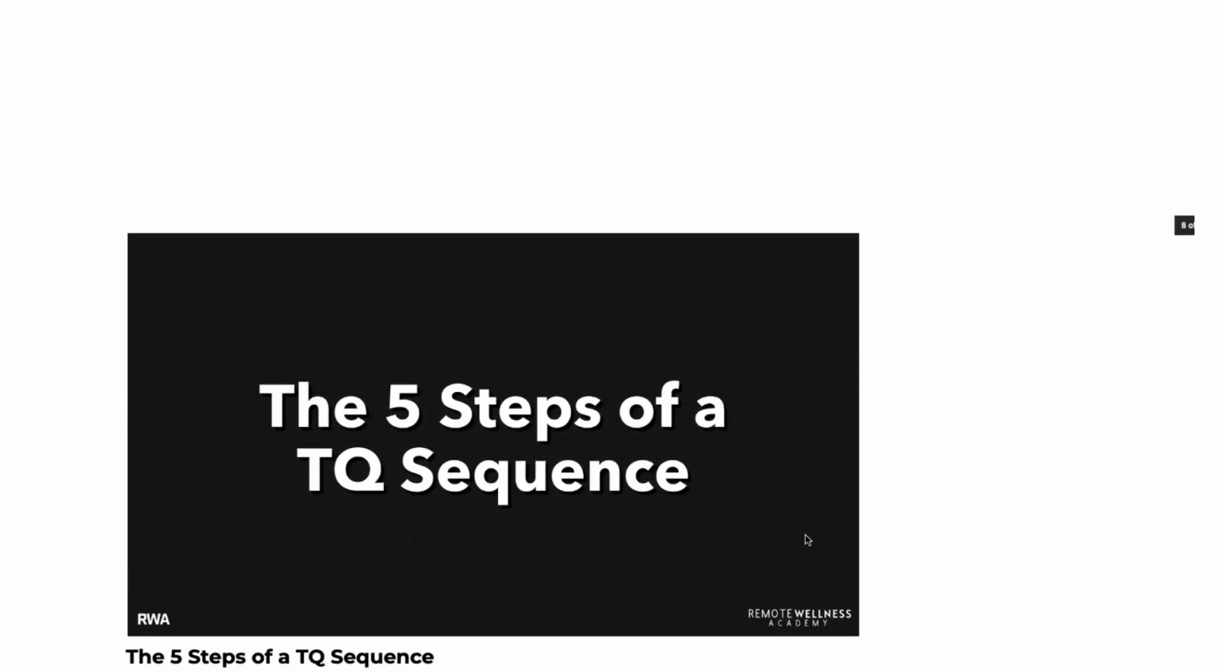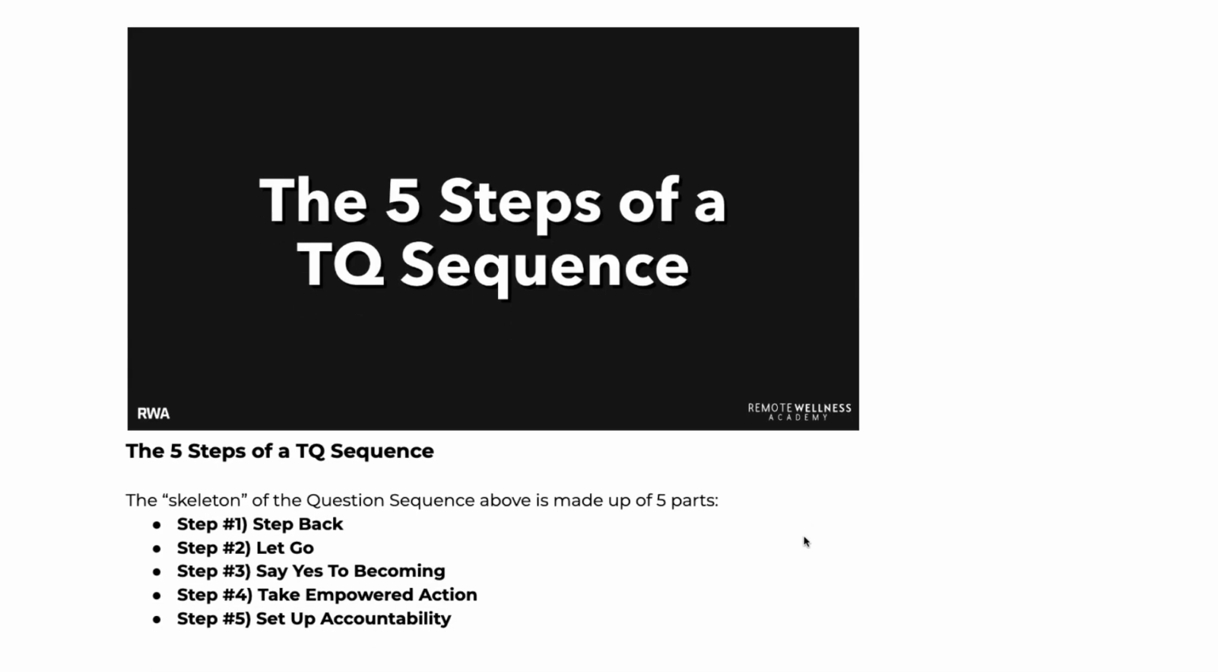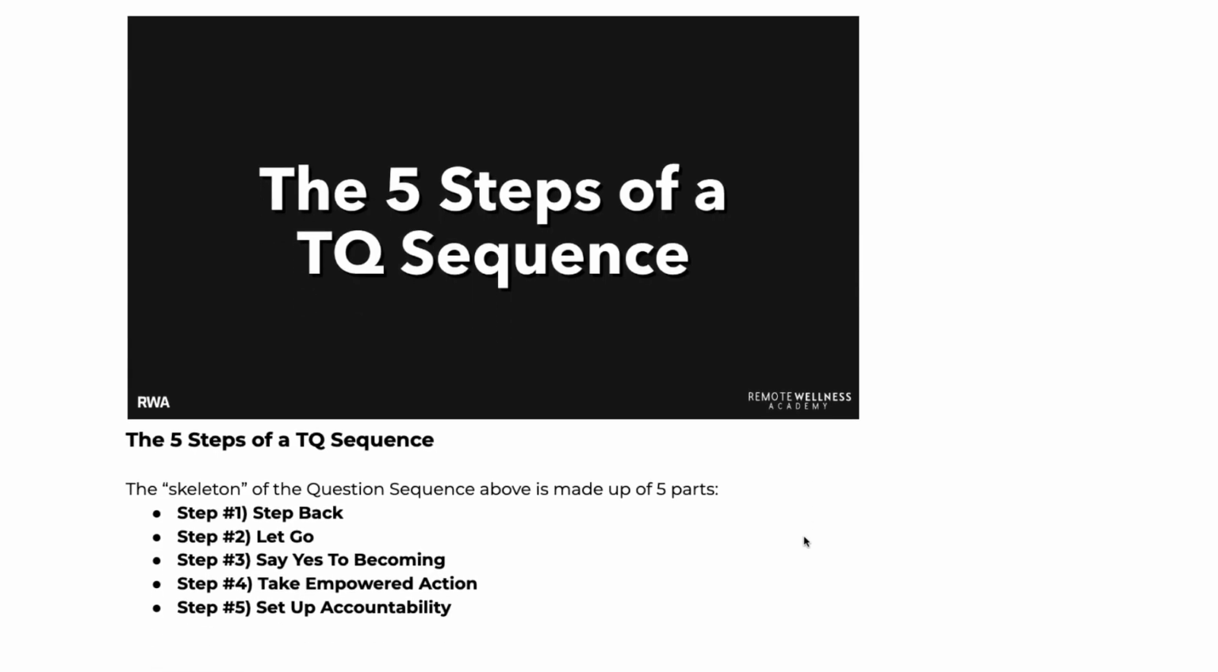So we're going to talk about the 5 steps of a TQ sequence. The TQ sequence is made up of a skeleton that is made up of 5 parts. Step number 1 is stepping back. Step number 2 is letting go. Step number 3 is saying yes to becoming. Step number 4 is taking empowered action. And then step number 5 is setting up accountability. So those are the 5 steps of a transformational question sequence.